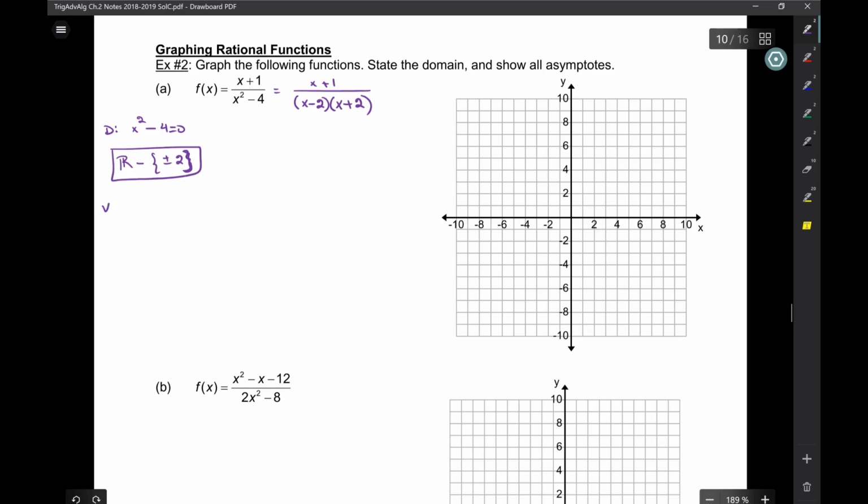All right, what about vertical asymptote? Just x equals 2? Why not negative 2? Plus and minus 2, both of them. So x minus 2 doesn't cancel with anything on top. X plus 2 doesn't cancel with anything on top. Both of those give you vertical asymptotes. So it's x equals plus or minus 2. And I'm going to go ahead and plot that right now so I don't forget later.